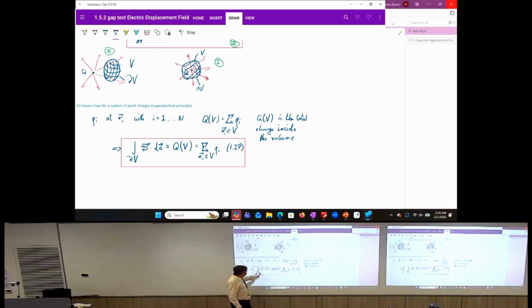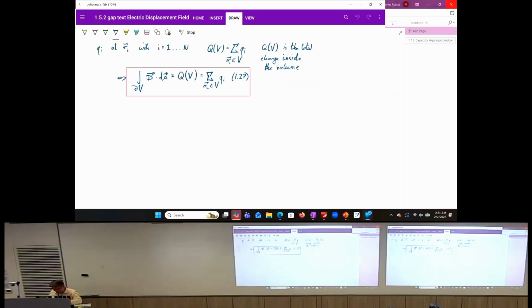And we saw that the flux integrated over the control surface was equivalent to the charge which is inside the control surface. And I give you a few examples here of how that could look.